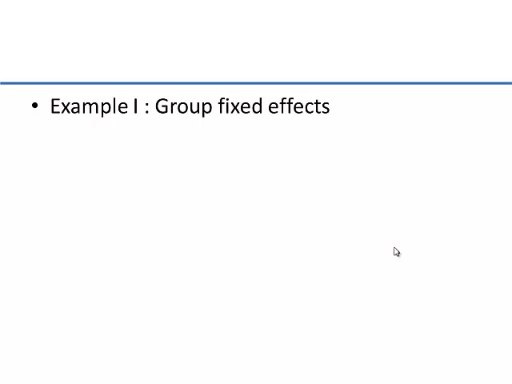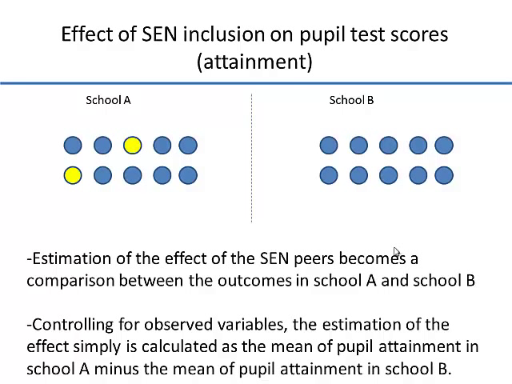So just to go back to my example of group fixed effects, we have the problem that estimating the effect of SEND peers by comparing school A and school B could be biased by differences between school A and school B, and also differences between the types of pupils in school A and school B. So we can't identify the causal effect of SEND peers.